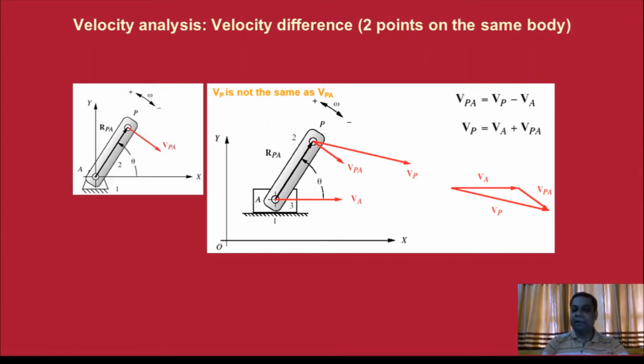But when we are getting the turning component, that is Vp with reference to A, the velocity Vpa actually we are getting, and it is making a right angle, or perpendicular, or 90 degrees to the link which is connecting A to P, that is capital A to capital P. Therefore, according to the vector rule, velocity P with reference to A, that is Vpa, is equal to Vp minus Va, or Vp equals Va plus Vpa. The diagram is also shown over here.